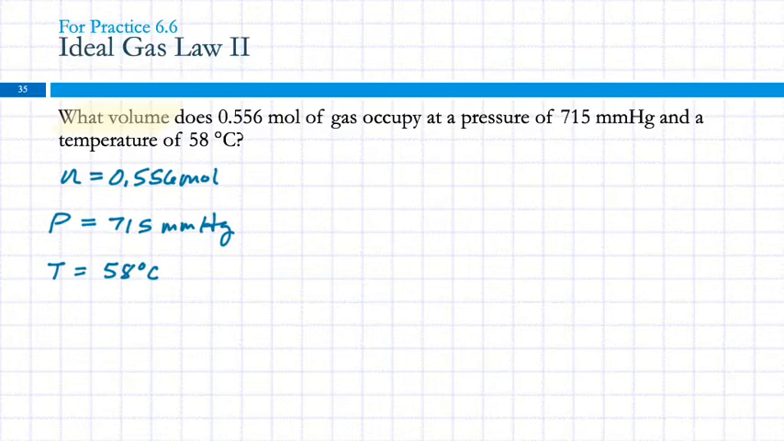So nothing's changing here. I'm going to be using the ideal gas law, PV equals nRT. This time I'm trying to find the volume, so I'm going to rearrange my equation to solve for volume. So I need to divide both sides by the pressure so the pressures cancel out.